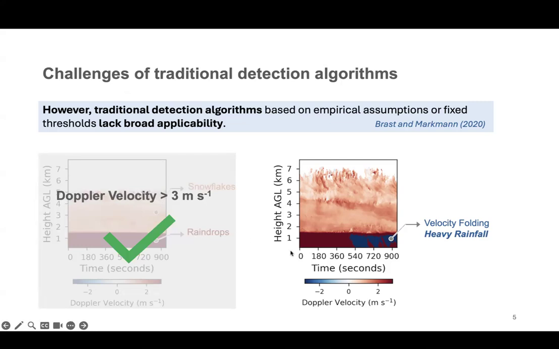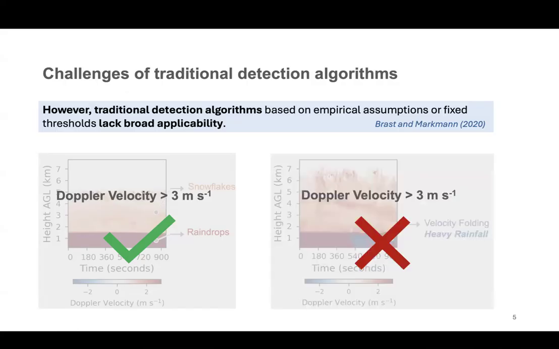Meanwhile, for the right side case, where we see this deep bluish color referring to the velocity folding, this occurs when raindrops fall even faster than the maximum measurable range of the radar instrument. So in this case, the heavy rainfall, stratiform rainfall case could cause a problem when it comes to using the same criteria for phase identification.